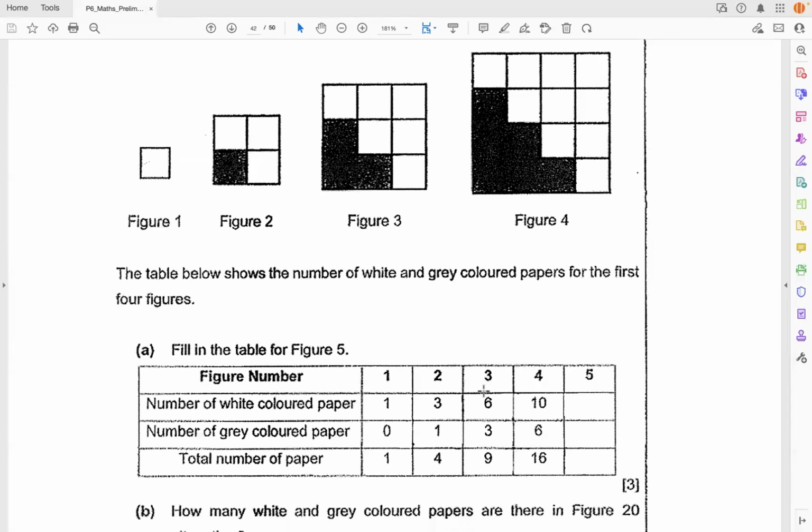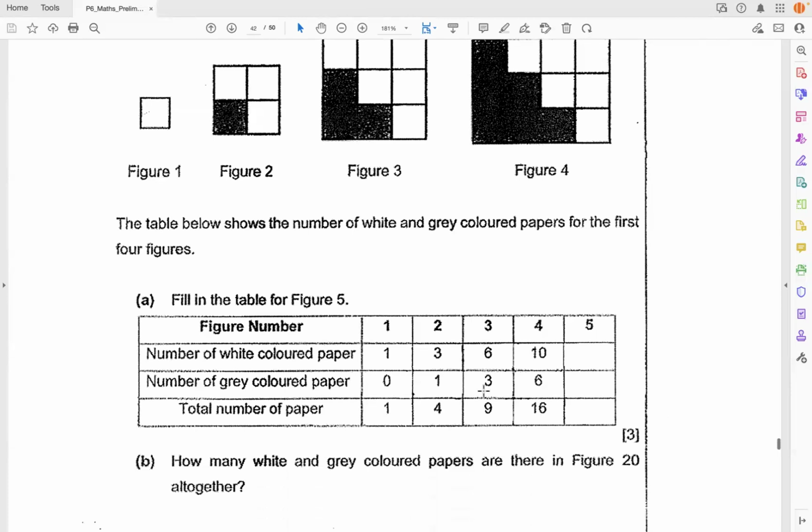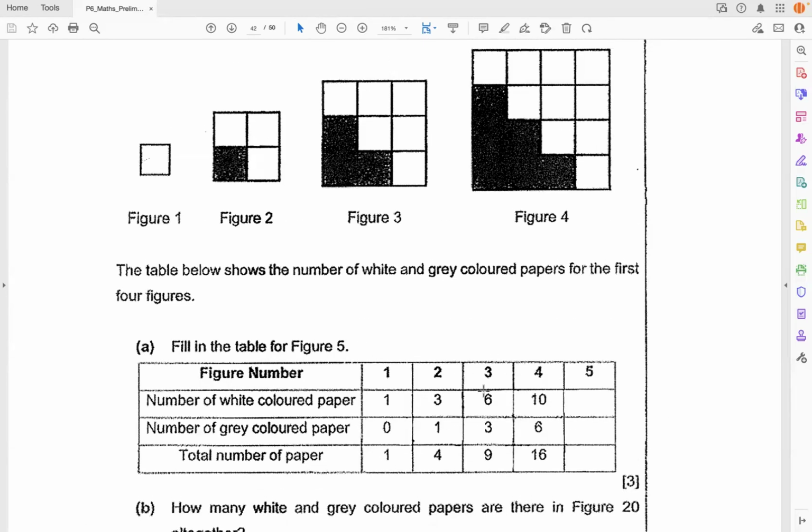So for this pattern question, there are three possible patterns that the school can test you. One is the common difference pattern, where the numbers go like this: 1, then the next one will be 2, 3, 4, 5, 6. So the difference is +1, right? So this is a common difference pattern.